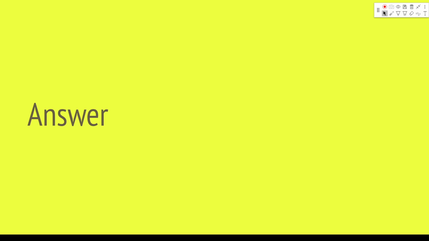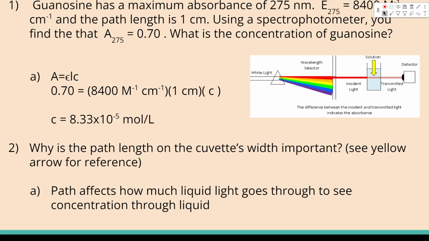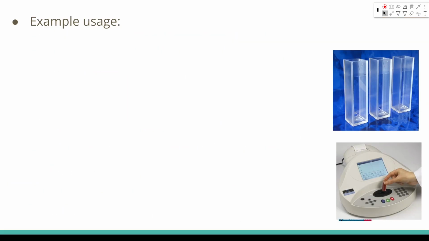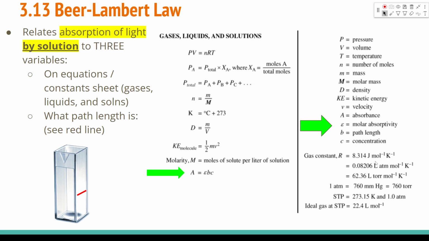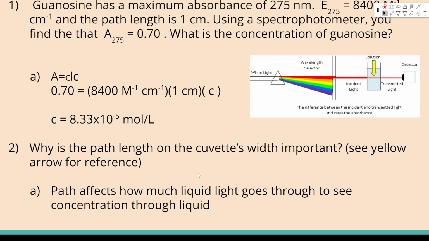Ready? Here we go. So number 1 is just a plug and chug, knowing which one is which based off the constant equation sheet from earlier here. So just making sure to read the letters, see which one it is, plug and chug, easy, right?